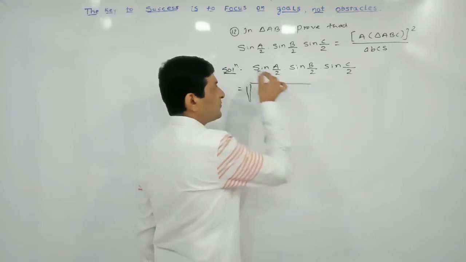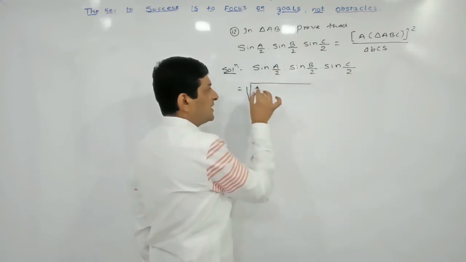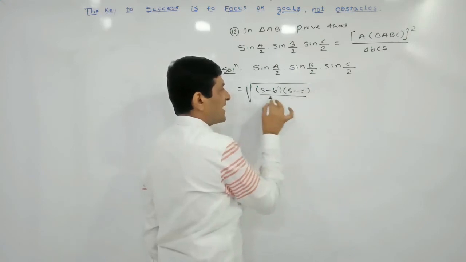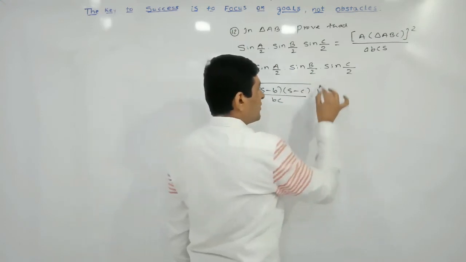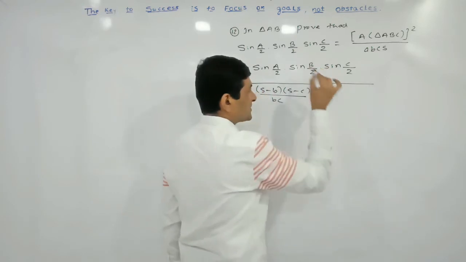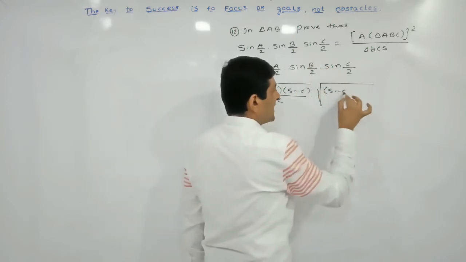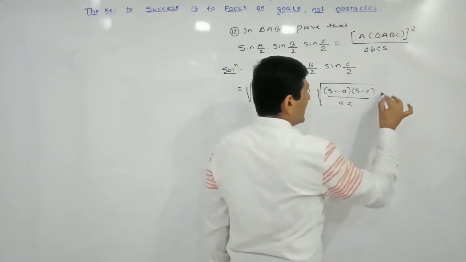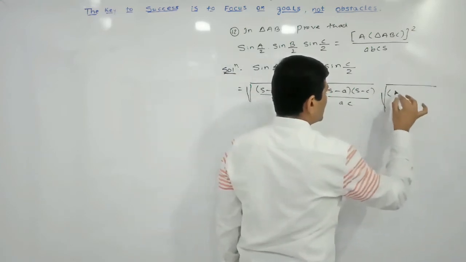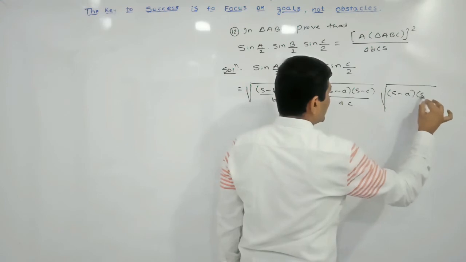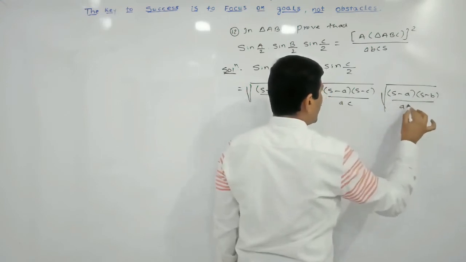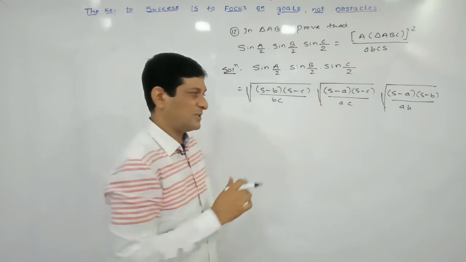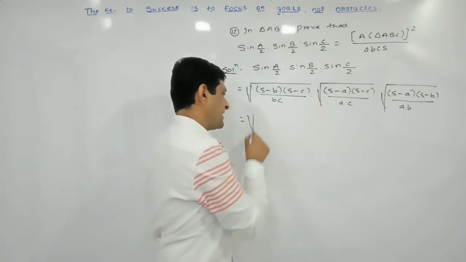According to the half angle formula, the value of sin(A/2) is the square root of (s - b)(s - c) divided by bc. Again, according to the half angle formula, the value of sin(B/2) is the square root of (s - a)(s - c) divided by ac, and the value of sin(C/2) is the square root of (s - a)(s - b) divided by ab. We have just substituted the values according to the half angle formulas.